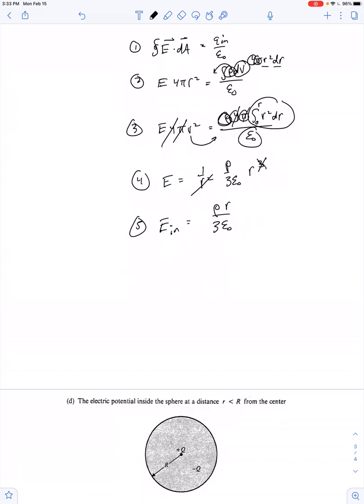Yeah, good enough. We can leave it like that, or we could substitute for rho capital Q divided by 4/3 pi capital R cubed. After all, rho is the full charge divided by the full volume. Okay.